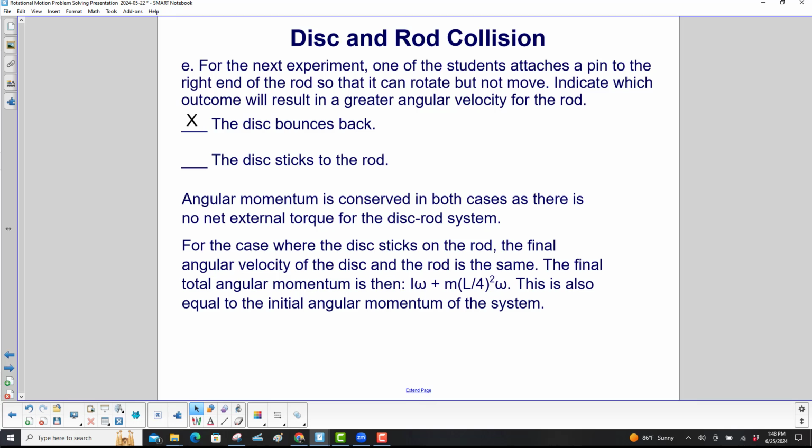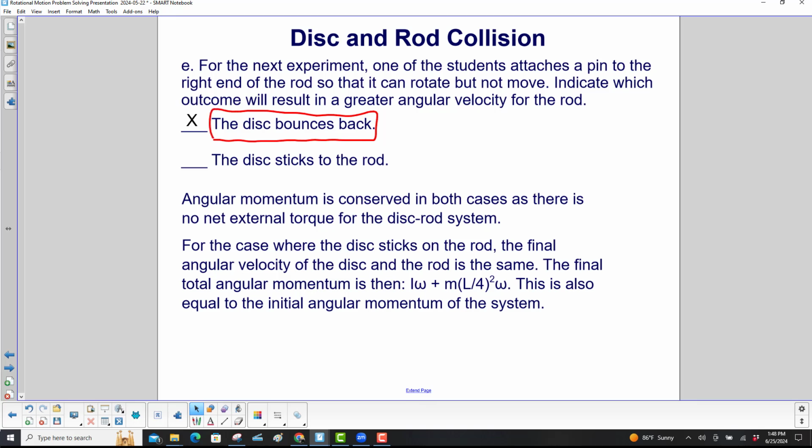For the next experiment, one of the students attaches a pin to the right end of the rod so they can rotate but not move. Indicate which outcome will result in a greater angular velocity for the rod. The answer is the disk bounces back.